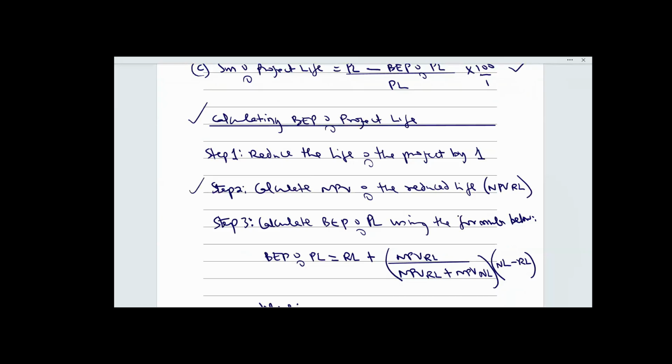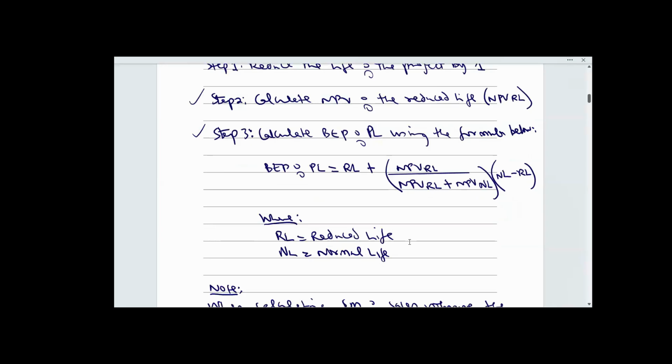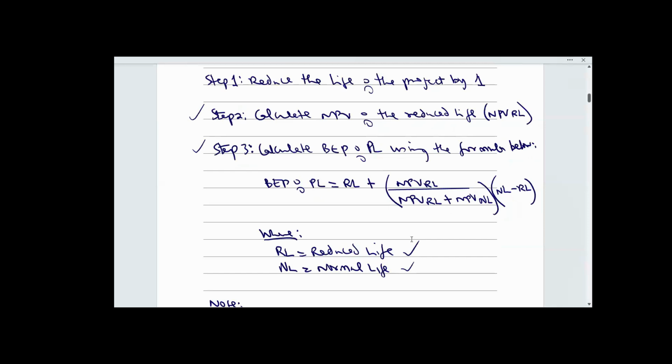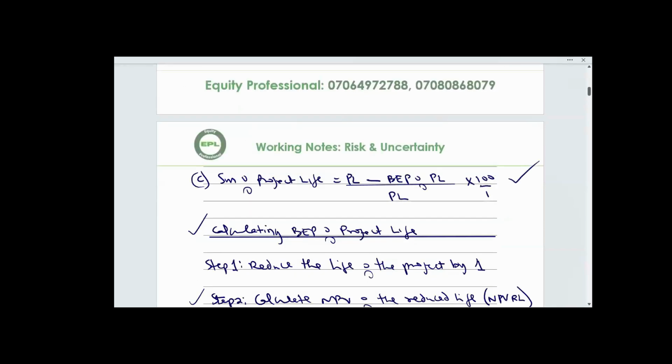Then step 3, which is the final step, is to calculate the break-even point of project life using the formula of internal rate of return. Using this formula, ROL represents reduced life, NL represents normal life. Whatever you have thereafter will then be the break-even point of project life. Once you have that, proceed with your calculation of your sensitivity margin of project life.